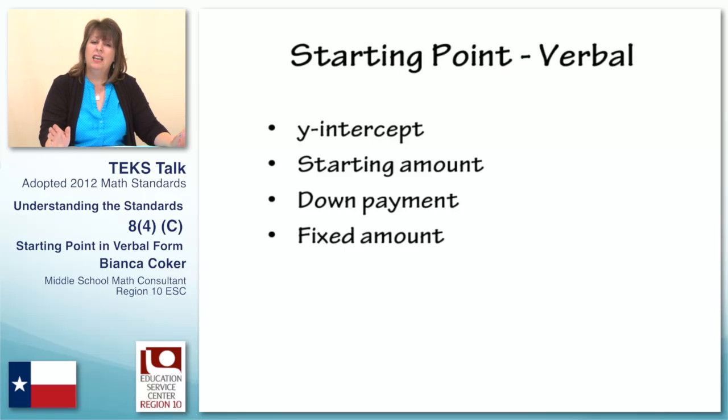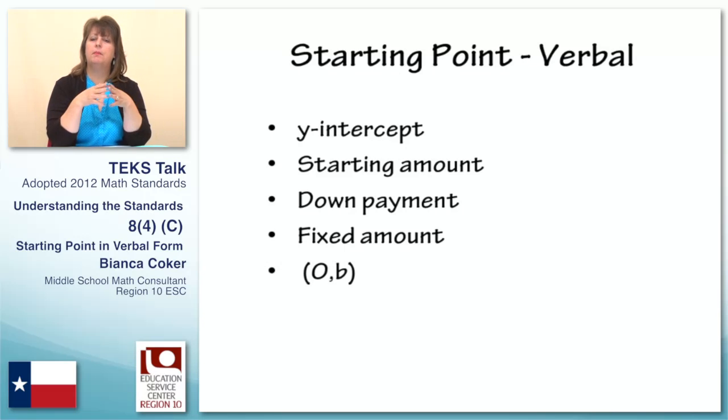Now also, it has a letter associated with it, and that's b. And so if we think about it, we're talking about the y-intercept. That's where our x value, or our input value, is 0, and wherever that hits our y-axis is going to be our b or starting amount. Because of that, it'll have the coordinates of (0, something). And whatever that something is going to be is your y-intercept or your starting point.